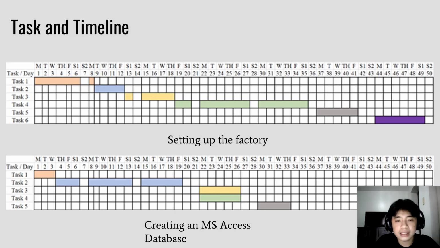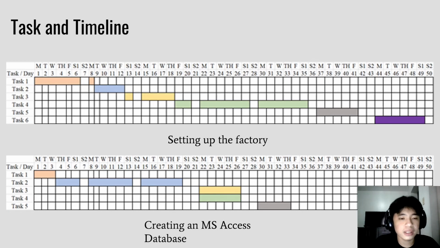Lastly, task 6 is the production. The company will manufacture their products for 1 week before they can be sold to the public. Hence, task 6 will be repeated weekly. If ever an employee leaves the company, tasks 5 and 6 should be followed.